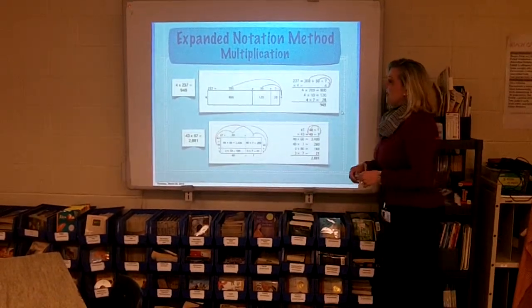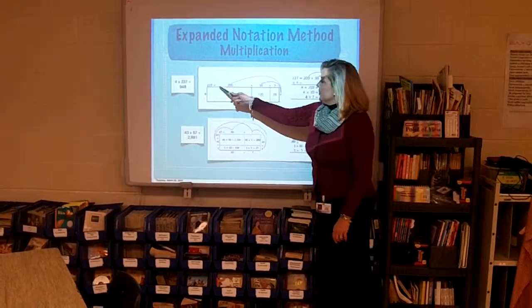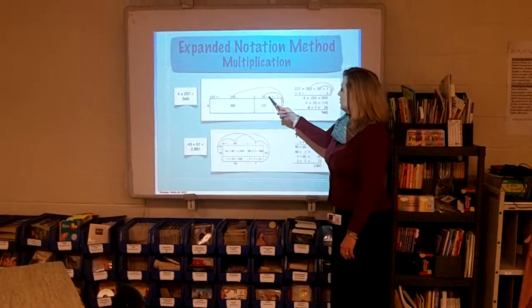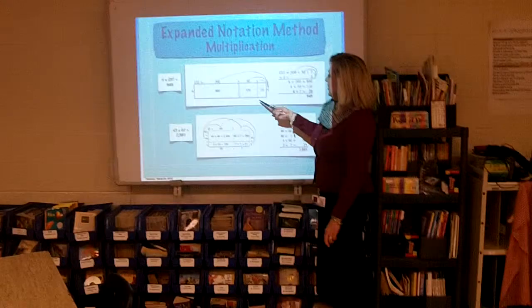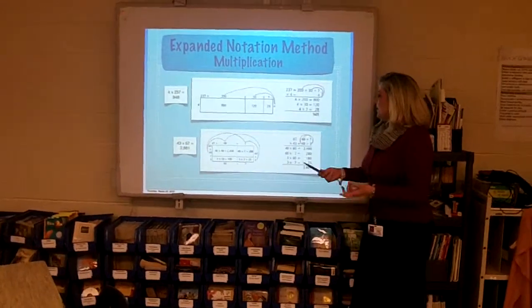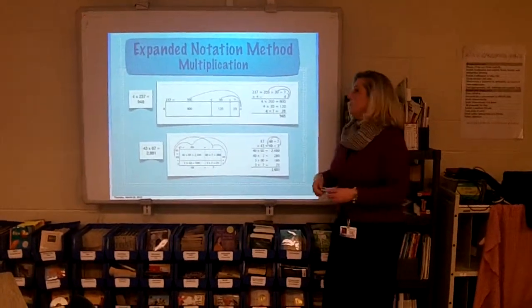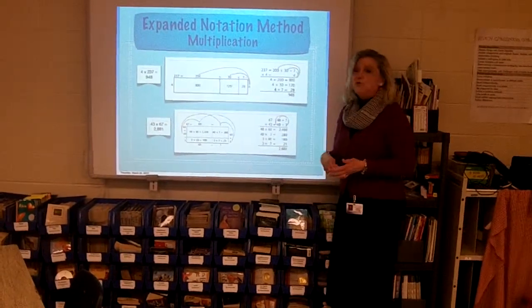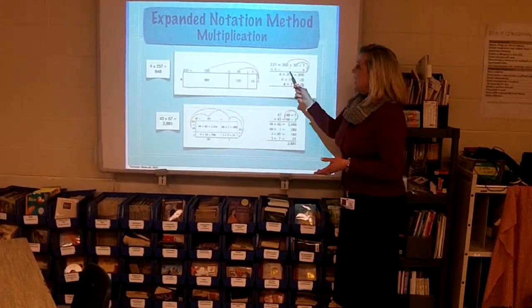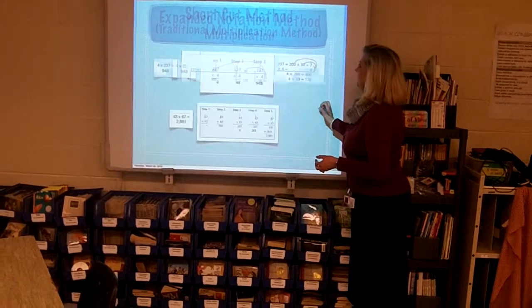Expanded notation, same thing. 237 is 200, it's 30, it's 7. So 800, 120, 28. So we call it decomposing, that's the new word for it, but basically it's just breaking a number down into its parts by place value, multiplying, and then adding those answers up.